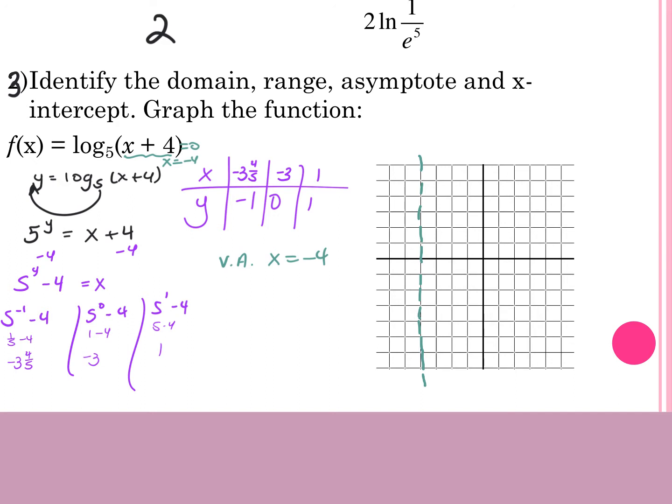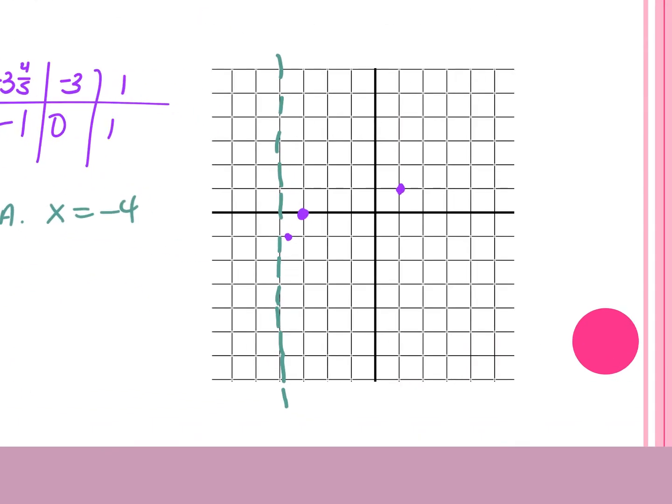The coordinate points are negative 3 and 4/5 and negative 1, negative 3, 0, and 1, 1. And then I make my little curve that runs close to without touching the asymptote. And I point my arrows in each direction.